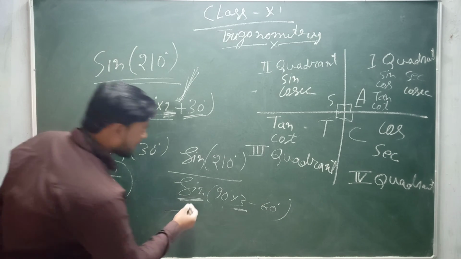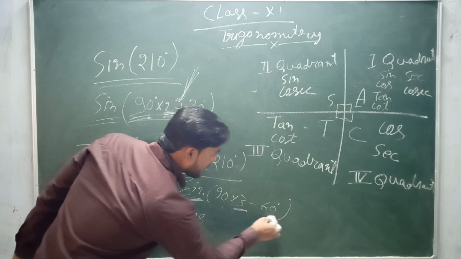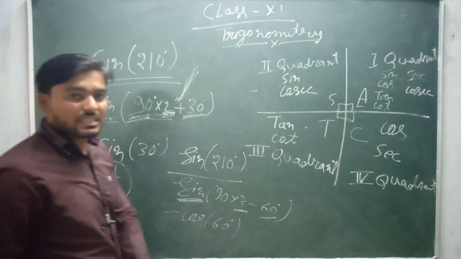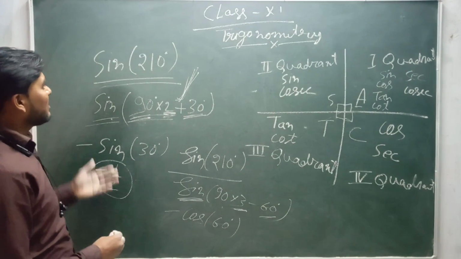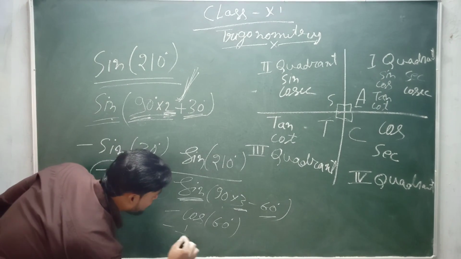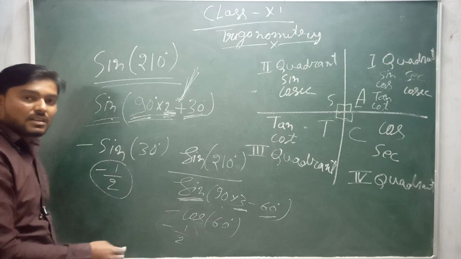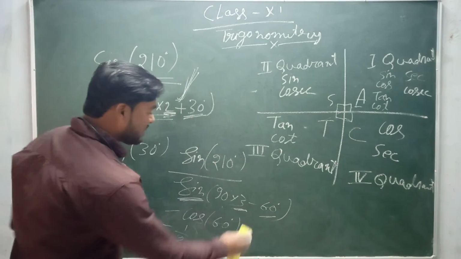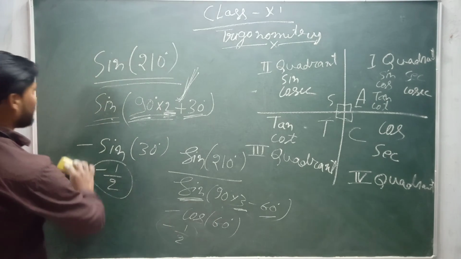We change the trigonometric function: sin into cos, tan into cot, sec into cosec. Sin becomes cos. Write this value, cos 60. Now minus cos 60. What is the cos 60 value? Cos 60 value is equal to sin 30 value, that is 1 by 2. Both are correct. Minus 1 by 2, minus 1 by 2, both are correct. You can do it with any method.